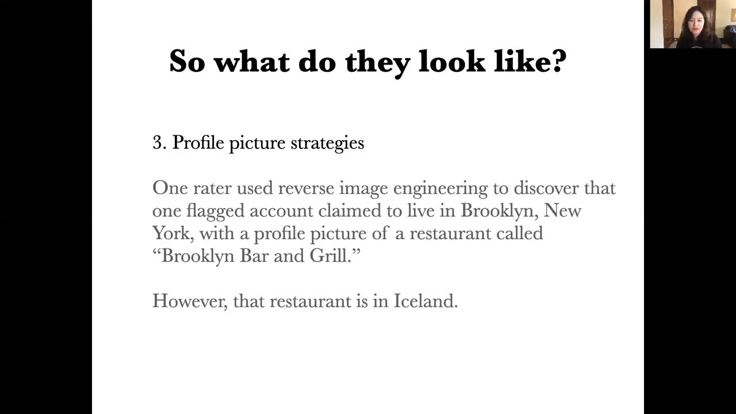And next, this is my favorite. The raters noticed that many of the accounts were using profile picture strategies. One rater used reverse image search to discover that one flagged account claimed to live in Brooklyn, New York, with a profile picture of a restaurant called Brooklyn Bar and Grill. However, that restaurant is actually in Iceland. So we can see that these Russian troll accounts were using fake images that were already published on the web to try to manage their identities.